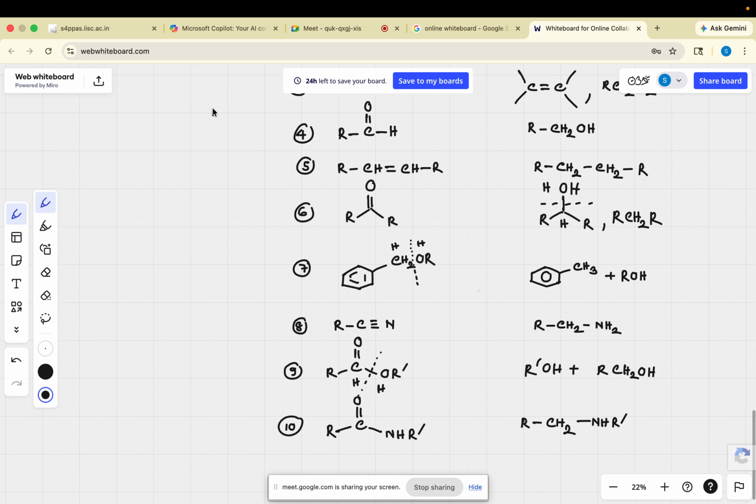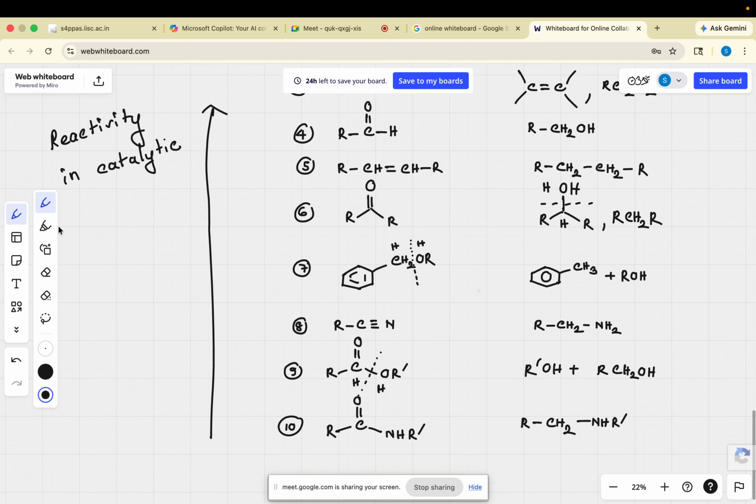And keep in mind, if we move in the upward direction, the reactivity will also increase. So write down here: reactivity in catalytic hydrogenation.